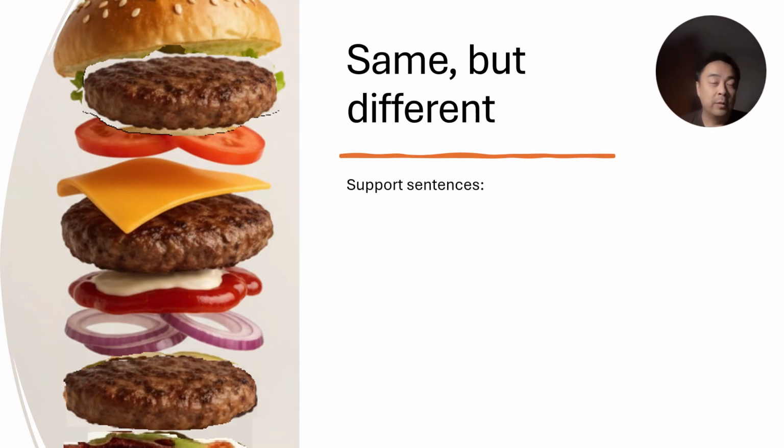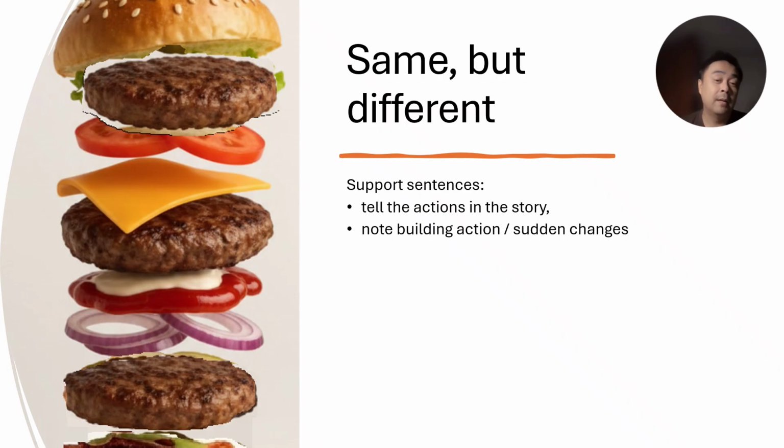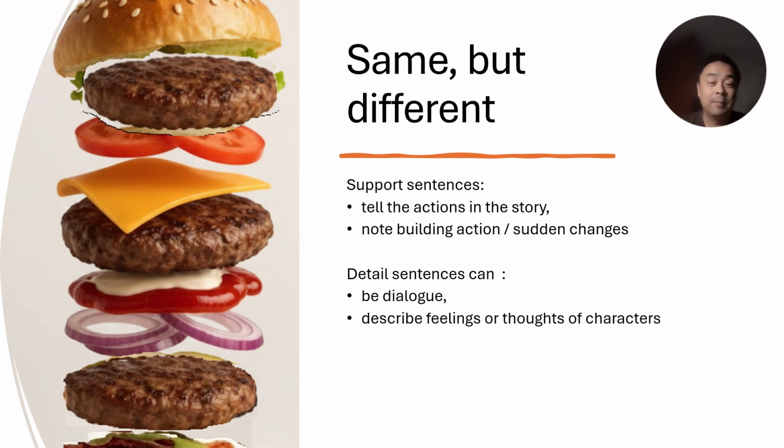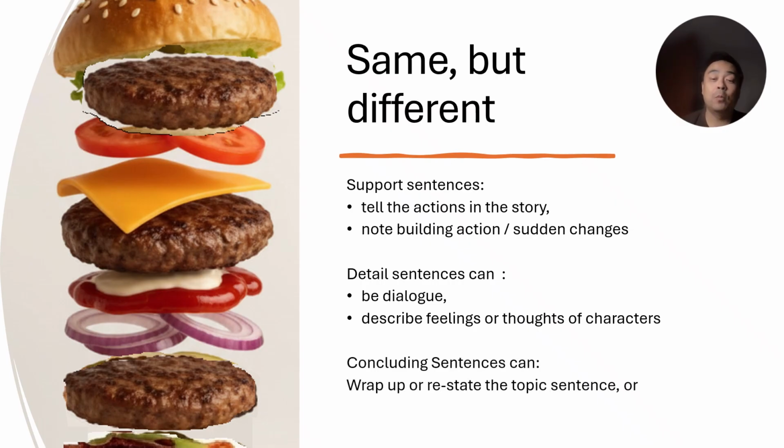So, what do we need to know for the narrative paragraph? Our support sentences tell the actions in the story. They note building action and sudden changes. Detailed sentences can be dialogue. What did Papa say? What did I say? It can describe the feelings or the thoughts of the people in the story. And our concluding sentences can wrap up or restate the topic sentence or transition to the next paragraph.